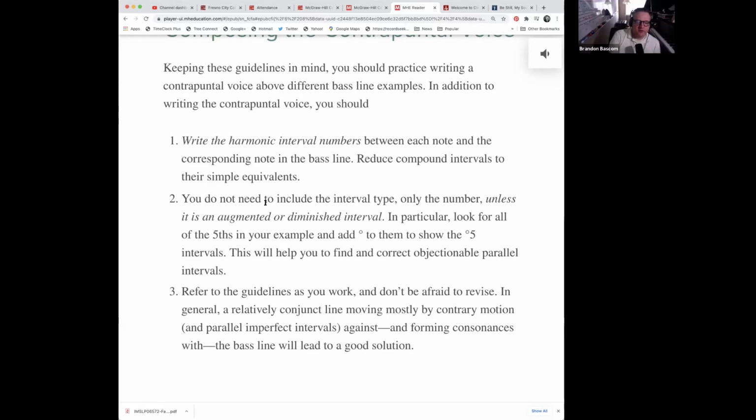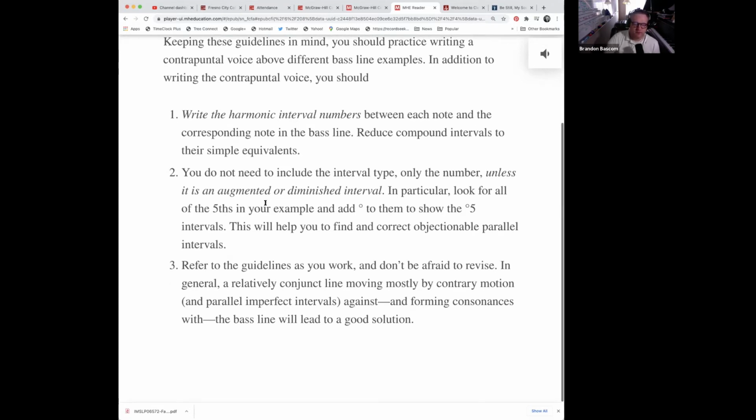Okay. Refer to the guidelines as you work, but don't be afraid to revise. In general, a relatively conjunct line moving mostly by contrary motion against and forming consonances with the bass line will lead to a good solution. I don't like that sentence. All right. Can you break it down?